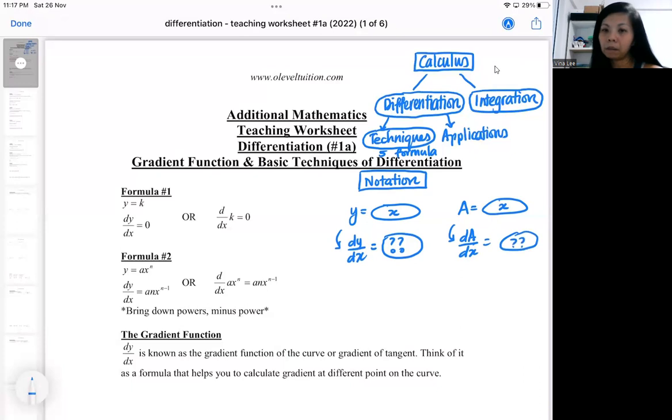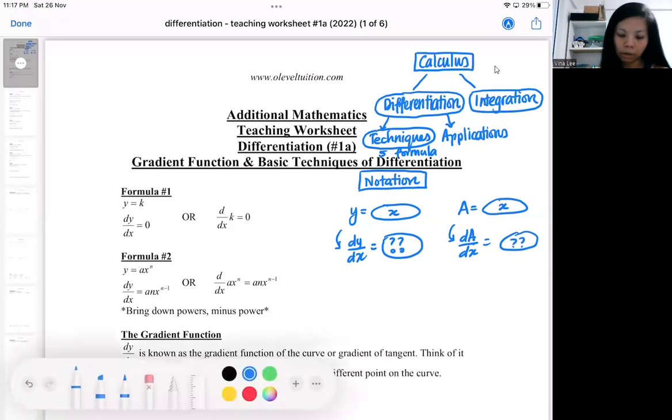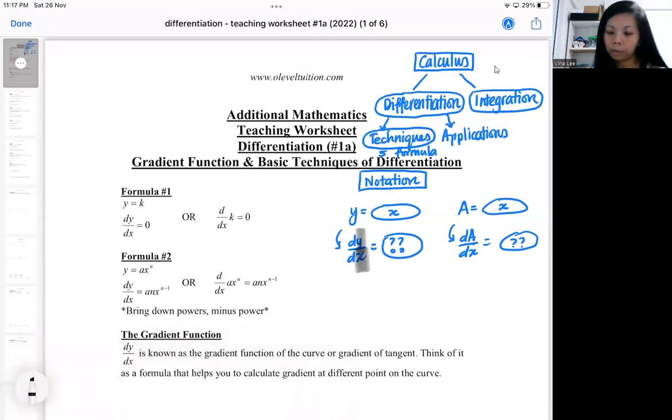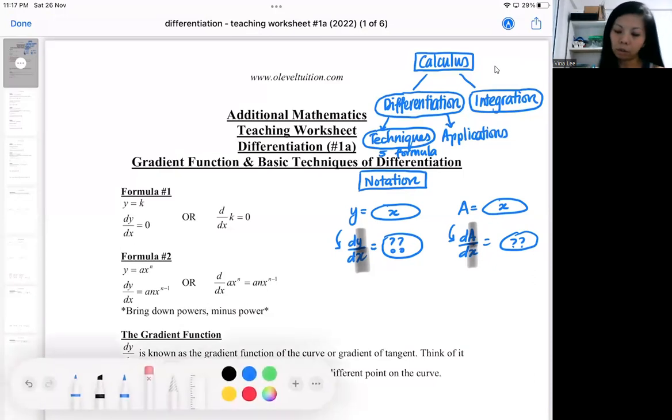Can you see the pattern in the notation? If it's y and x, it will be y on top and x below. If it's A and x, it will be A on top, x below. It's very important you don't mix up the notation. Once the notation is mixed up, one of the applications might be compromised, or you will find it very confusing.